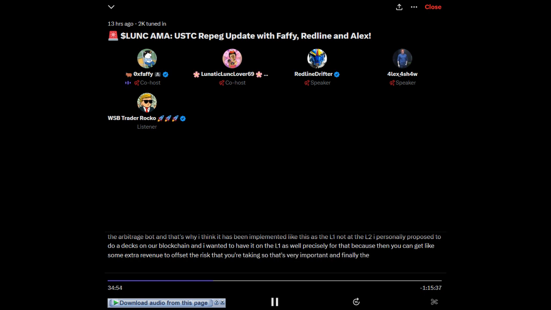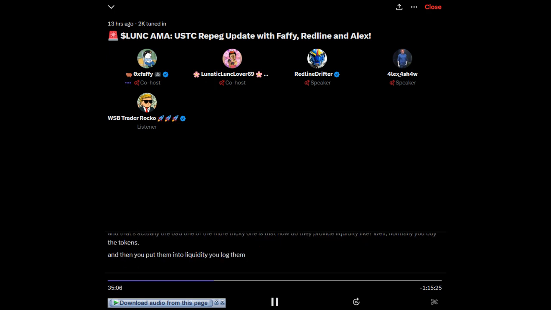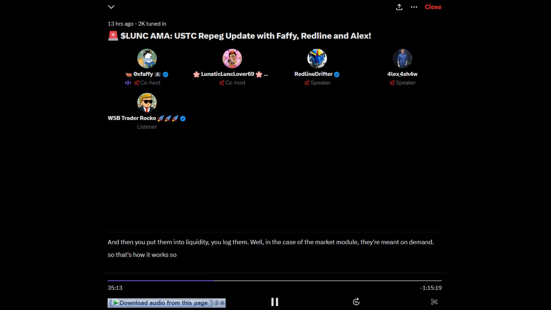That's very important. And finally, the last part, which is actually the trickier one: how do they provide liquidity? Normally you buy the tokens and then you put them into liquidity, you lock them. Well, in the case of the market module, they mint on demand. So that's how it works.